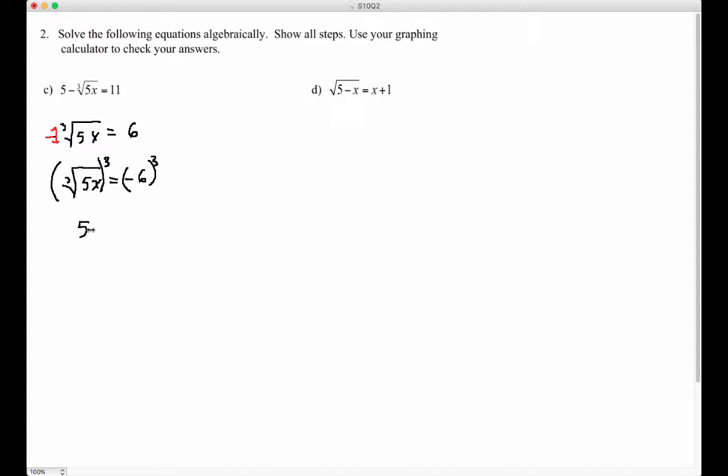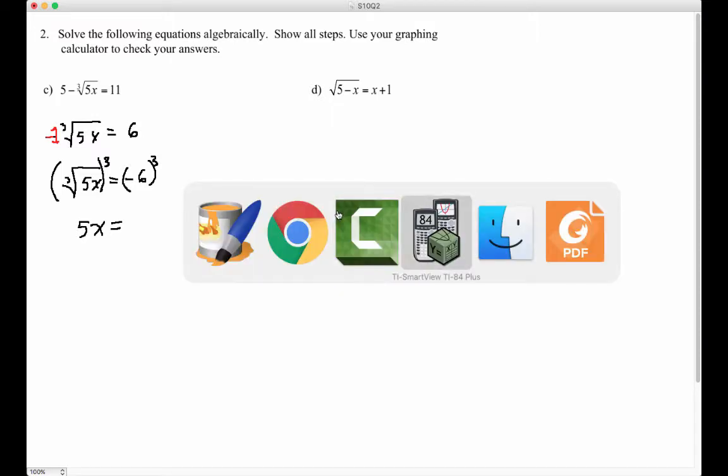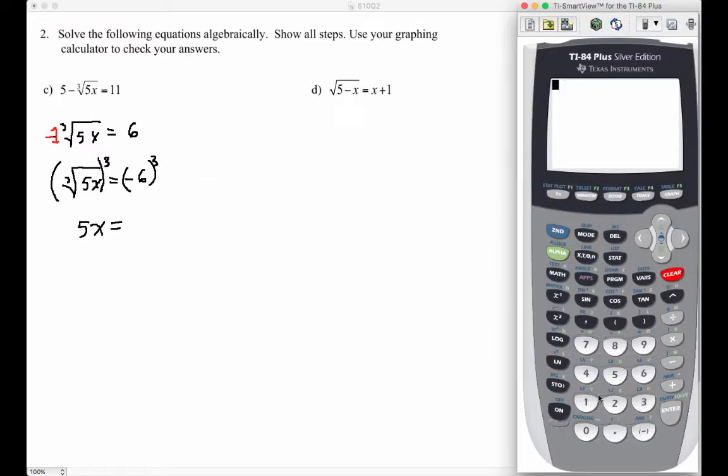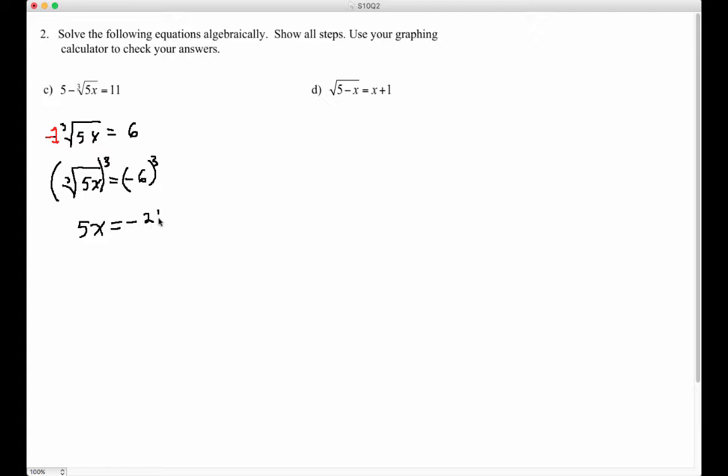And we get 5x is equal to, and now I don't have -6 cubed off the top of my head, so not a big deal though because we have a calculator. We'll go parentheses -6 close parentheses cubed, hit enter, and it's -216. Okay, now go ahead and divide both sides of this equation through by 5, and we get -216 fifths for our answer.